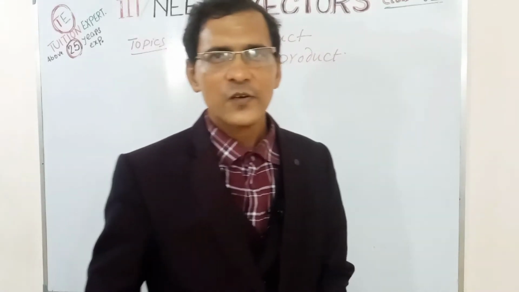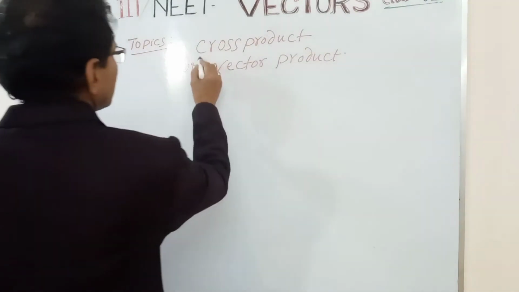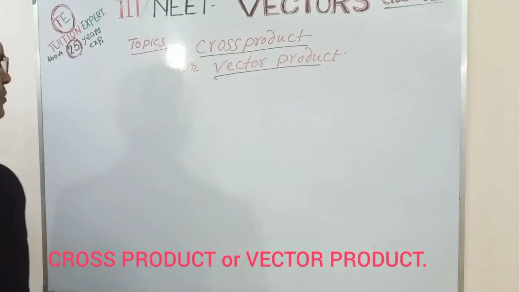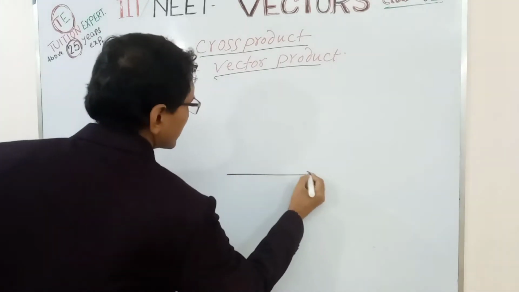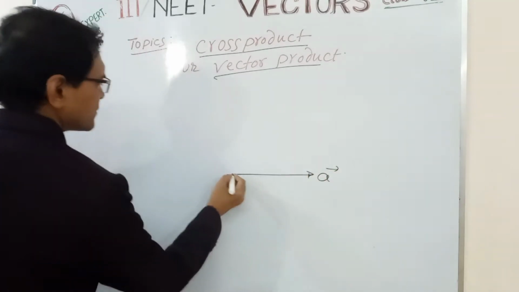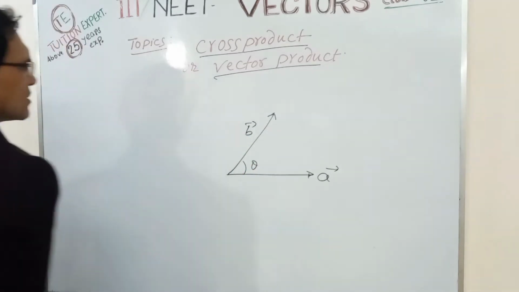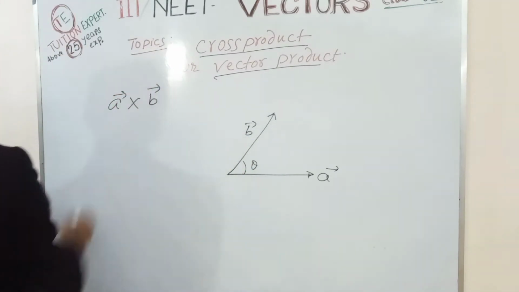Today in this class, I will discuss cross product or vector product and some problems related to that. Now, what is cross product or vector product? Let two vectors A and B act at an angle theta. So, what is the cross product? A cross B.